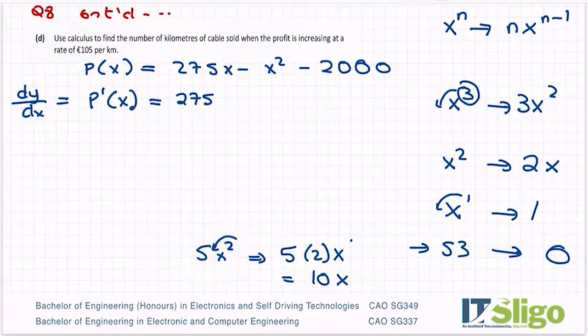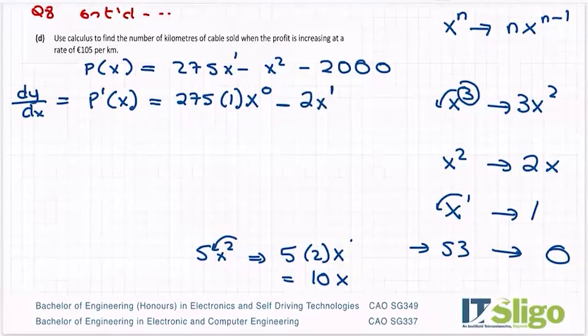Okay, so 275x then. How do we differentiate x? Well, the power is 1. Take the 1 down in front and x to the power of 0. Minus, how do we differentiate x squared? Take the 2 down in front, reduce the power by 1. How do we differentiate a constant? It goes to 0.